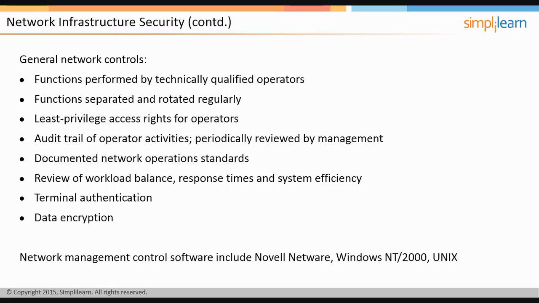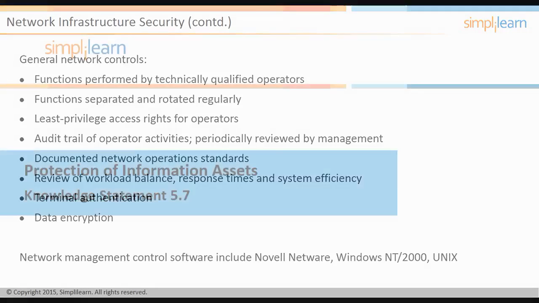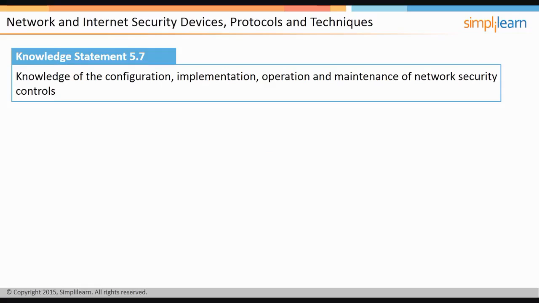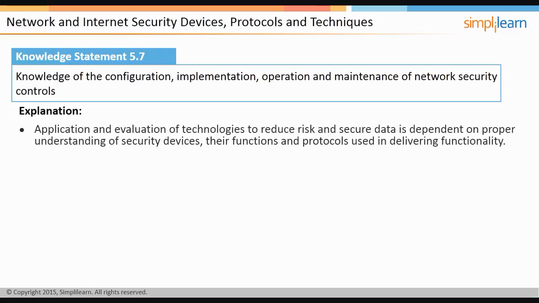You will now attempt a question to test what you have learned so far. In this topic, we will learn about the concepts in Knowledge Statement 5.7. Let us discuss network and Internet security devices, protocols, and techniques in the next screen. The key knowledge to learn in this topic is network and Internet security devices, protocols, and techniques. Application and evaluation of technologies to reduce risk and secure data is dependent on proper understanding of security devices, their functions, and protocols used in delivering functionality.